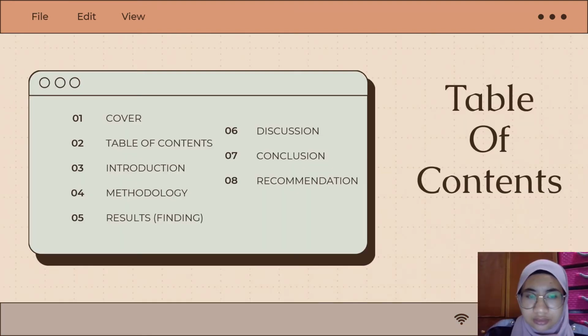This is a slide about the project on sustainable products. Content for this slide: first is the cover, second is the table of content, third is the introduction, which is the objective, fourth is the methodology, which is the experiment used in this article, fifth is the result or findings, sixth is the discussion, seventh is the conclusion, and eighth is the recommendation.